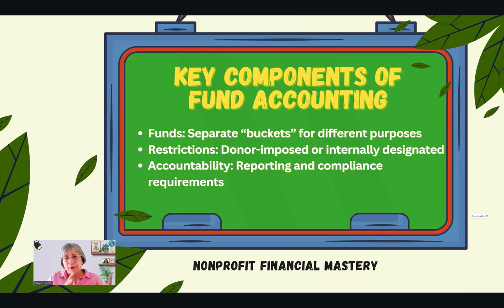So having fund accounting in place means that we're then able to be accountable, whether it's to a donor or grantor or to the board of directors. We can say, look, we are doing what we are supposed to be doing with those funds. And here's the reporting that shows us that things are going exactly the way that we intended for them to go.